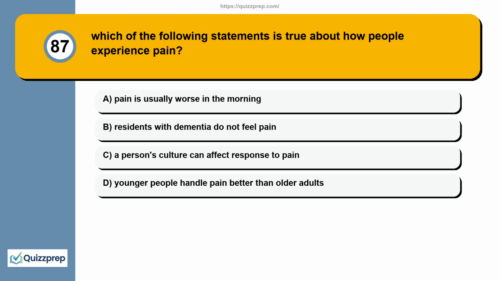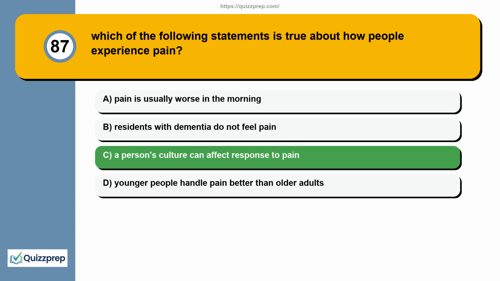Question 87. Which of the following statements is true about how people experience pain? Option A, pain is usually worse in the morning. Option B, residents with dementia do not feel pain. Option C, a person's culture can affect response to pain. Option D, younger people handle pain better than older adults. The correct answer is option C, a person's culture can affect response to pain.